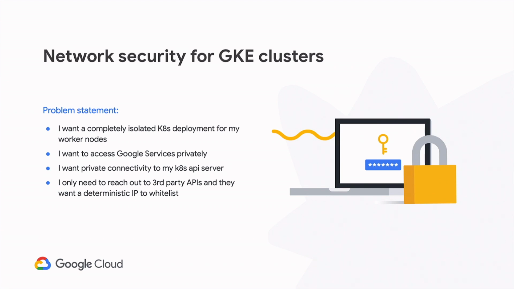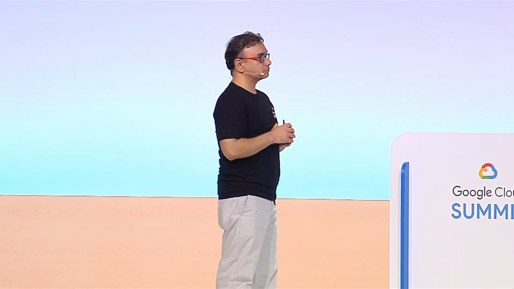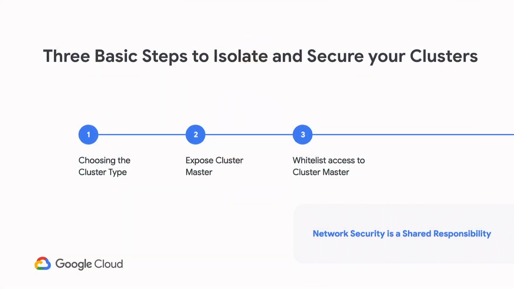Or second, I want to be able to access all these Google services that you provide privately without having to go over the internet. Keep in mind all our managed services like BigQuery, Bigtable, Spanner, GCS, all of these by default are accessed through a public API, which you access over the public internet. But some customers, especially enterprise customers, heavily regulated customers, will actually say, we want to be able to access these from the cluster without ever having to go to the internet. Or things like, how about private connectivity to my API server, to my cluster master? And if I want to reach any third-party API, they want me to whitelist the particular IP I'm going to be coming from. Right? So let's talk about those options.